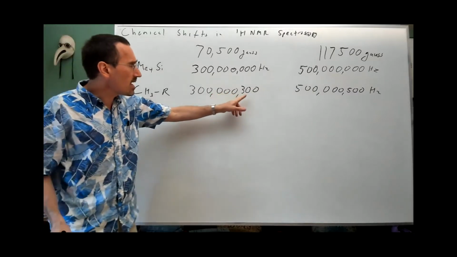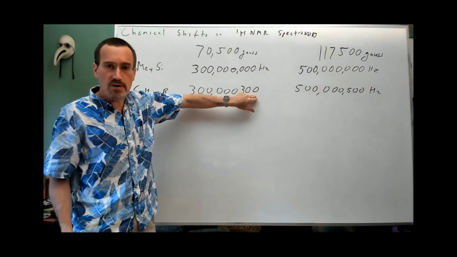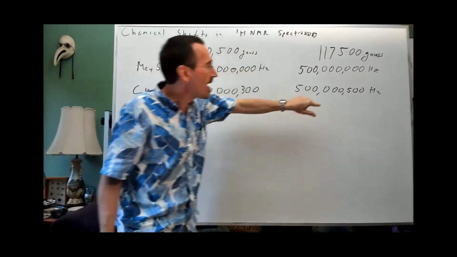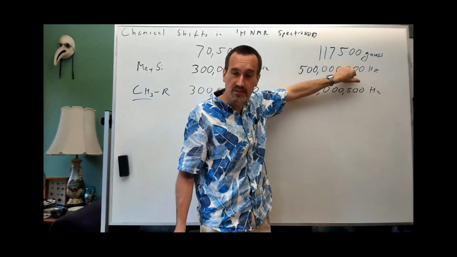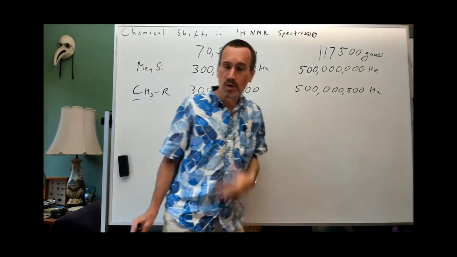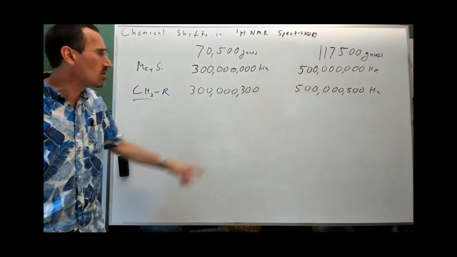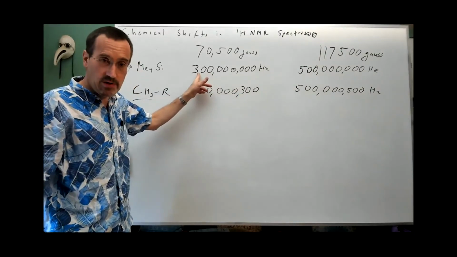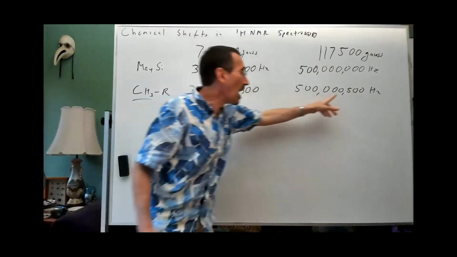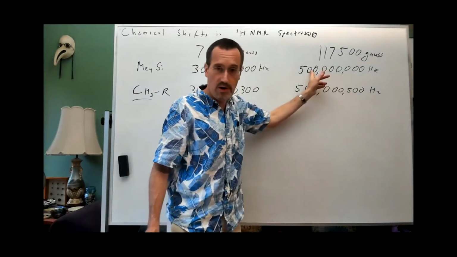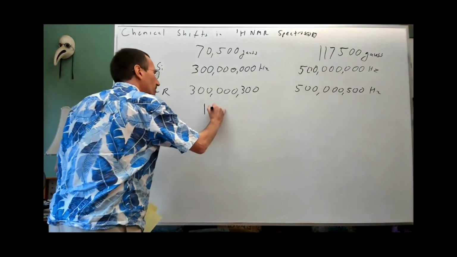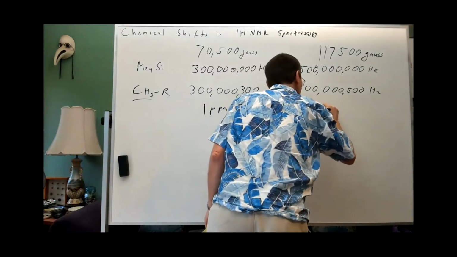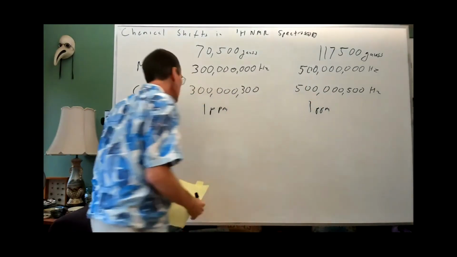So rather than saying, okay, it's 300 hertz relative to TMS on this instrument, and it's 500 hertz relative to TMS on this instrument, we just take a proportionality or a quotient and say this is 1 part in a million. 300 is 1 part in a million here. 500 is 1 part in a million here. So both of these are at 1 ppm, which of course is the unit that is used.